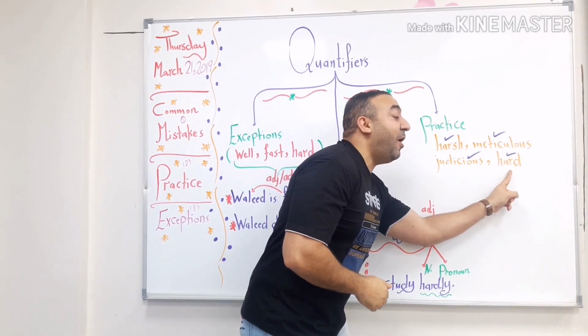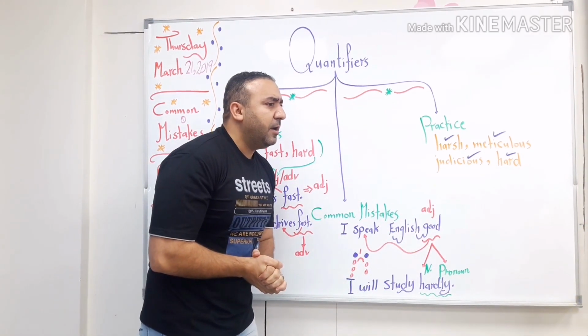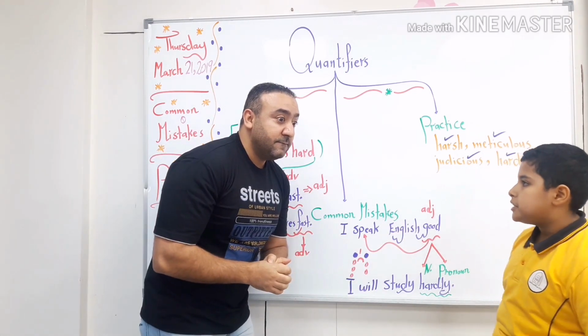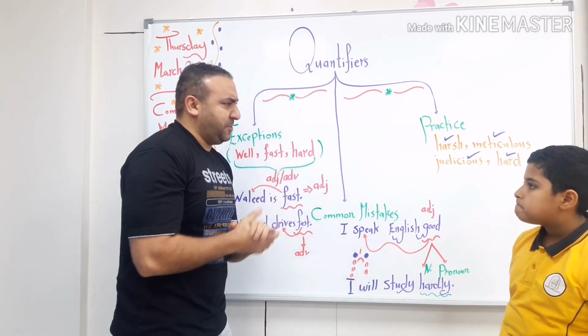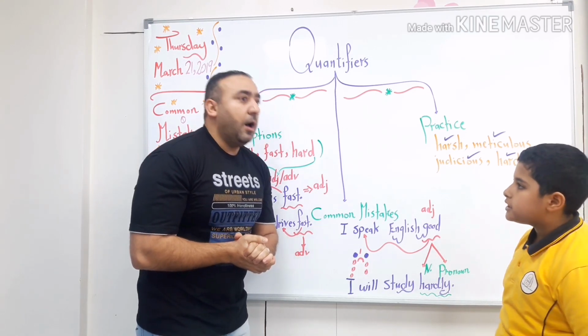We have the adjective hard. Now, what is the adverb of hard? Be careful, teacher. Could you come here, please? Come here, please. Yes, get closer here. Hard is an exception. What do you mean by an exception? Hard can be an adverb. It's an adjective and an adverb at the same time.